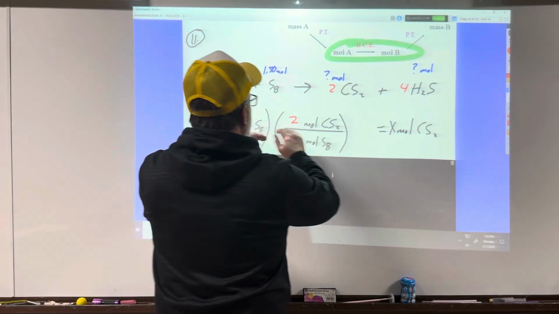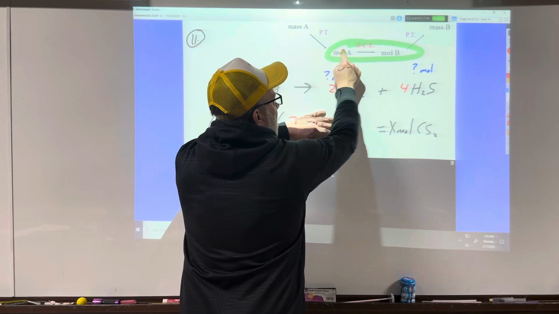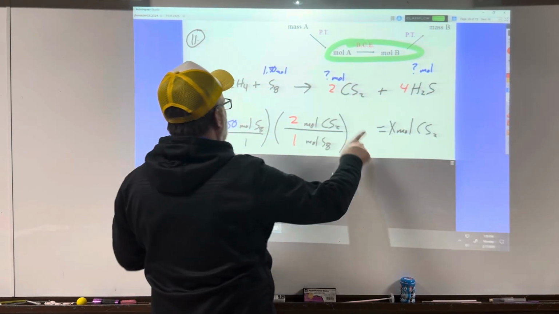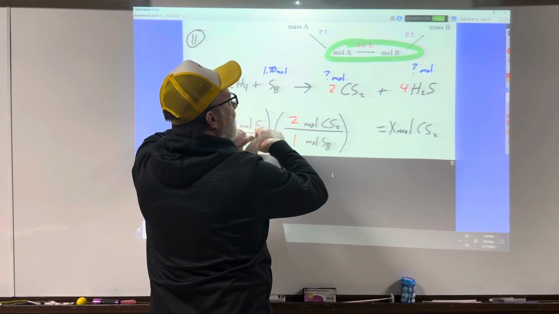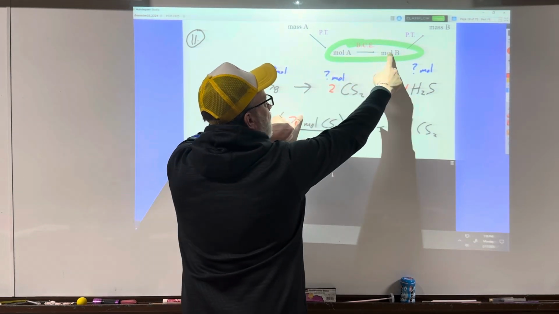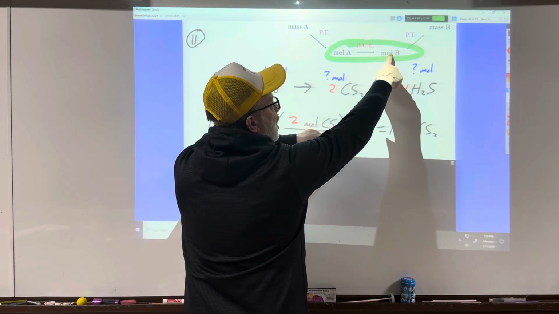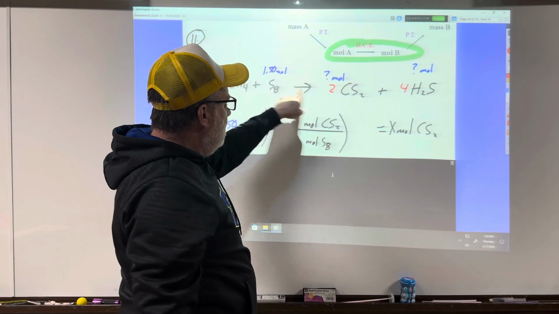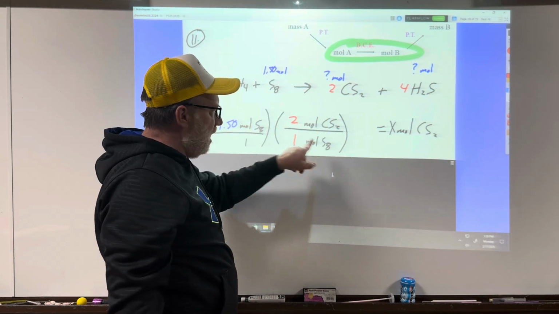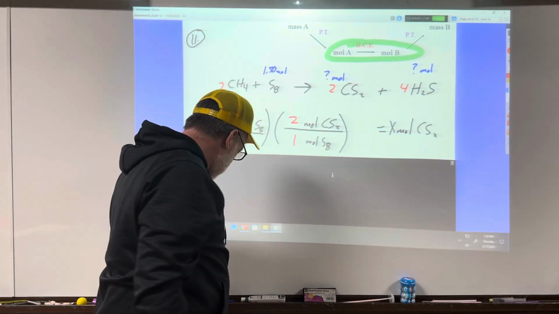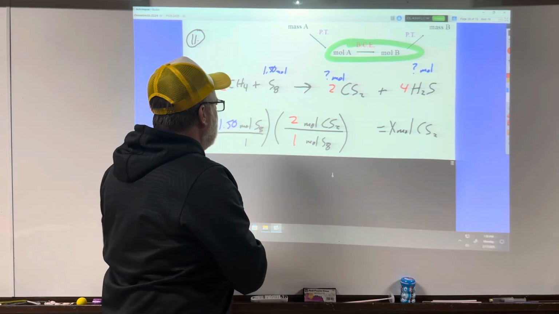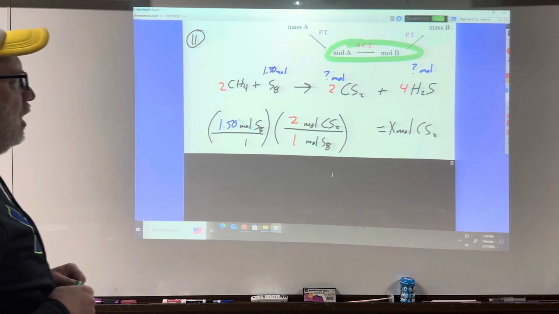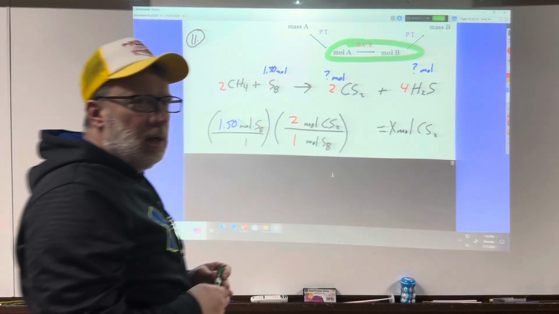And once you do that, you only have one more step. Moles A to moles B, this is A, this is B. So 1.5 moles S8, moles B is moles CS2. And they are in a 1:2 ratio. Remember, moles S8 goes down here, so that it cancels. Like this. And they're in a 1-to-2 ratio, so that's going to end up being 3.